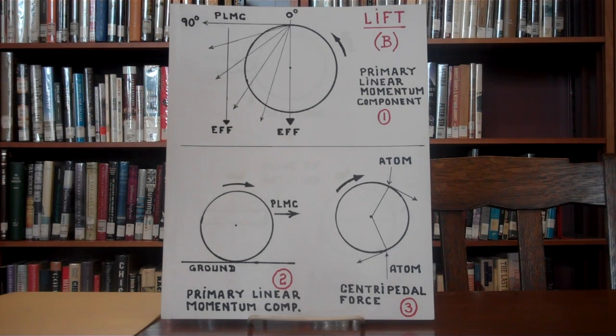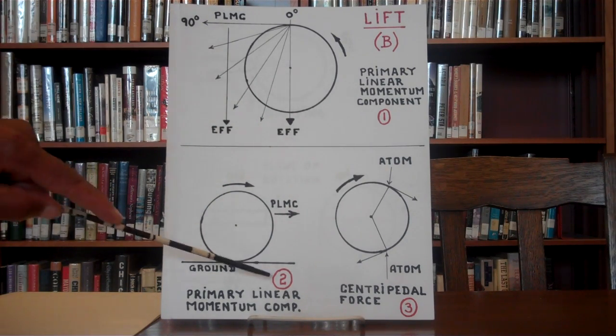The faster the spin, the greater the force against the EFF's downward force. The force of lift is produced by the PLMC having more in the linear momentum force direction than the downward direction field force of the EFF. The LMC, the linear momentum component, is proven in 2 ways. We'll go to number 2.